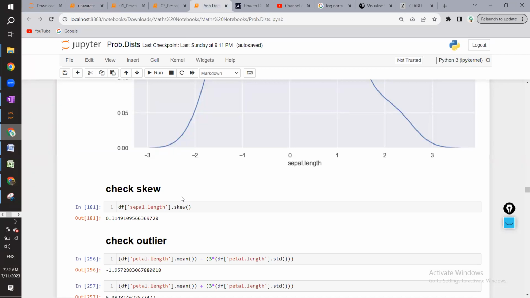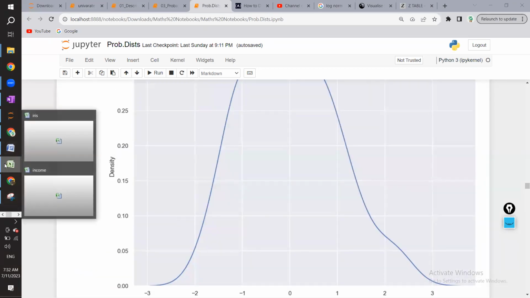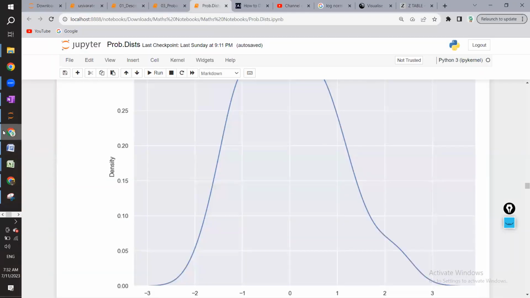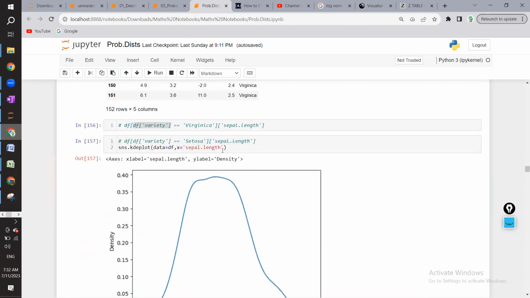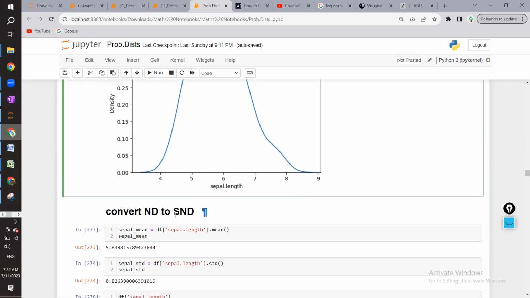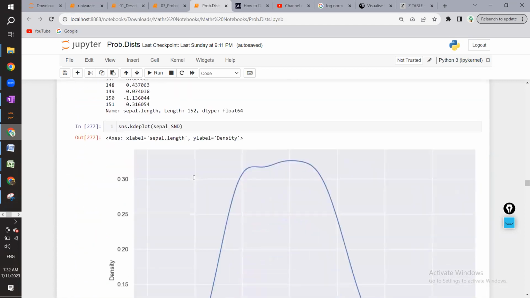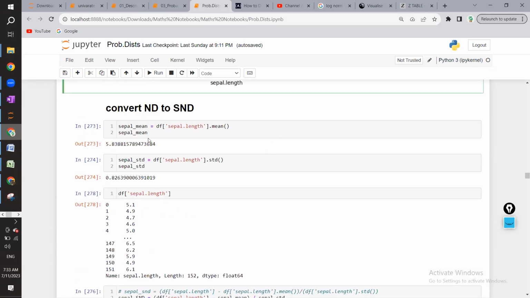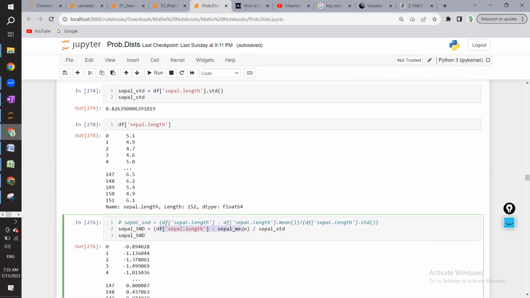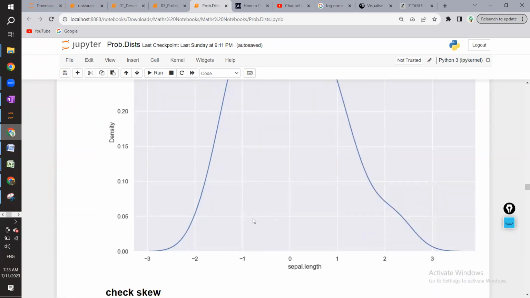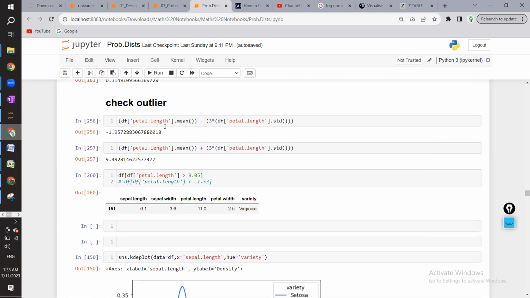So if you see in the iris dataset, we have sepal length, petal length, and so on. Yesterday I showed you this example: for the sepal length, we converted from normal distribution to standard normal distribution. How did we convert? We calculated the z-score. The z-score is (x minus mu) by sigma, and we converted into standard normal distribution with mean equal to 0. That's fine, but now let's take some other column. I have considered petal length. You can take any column.